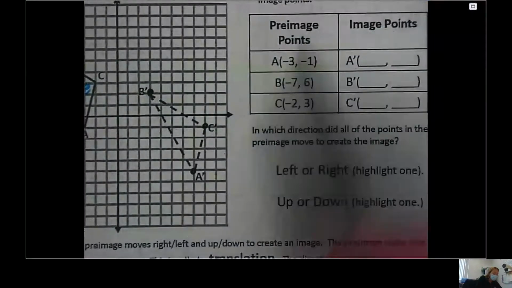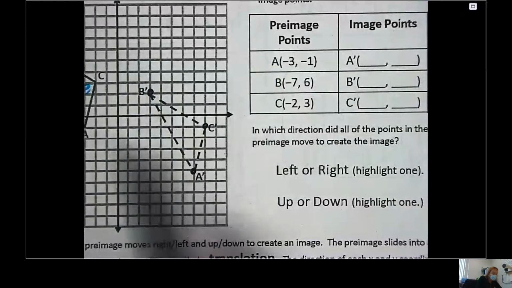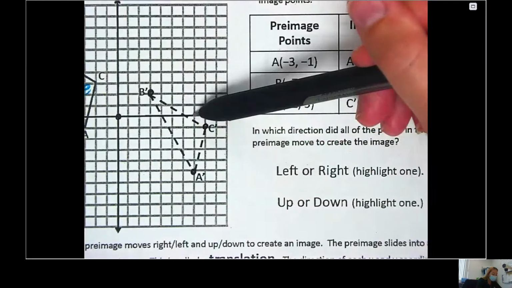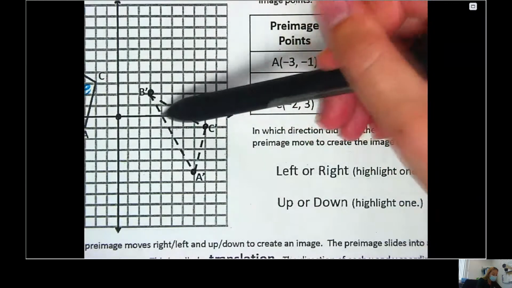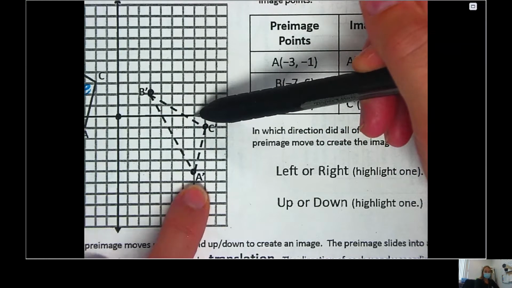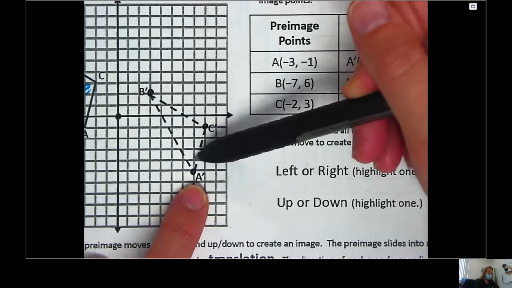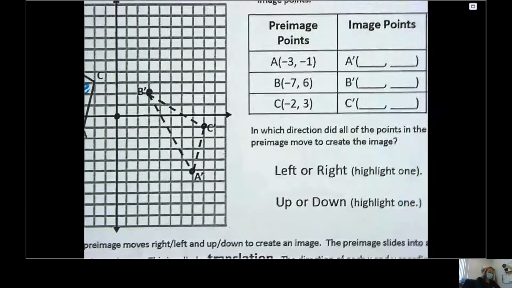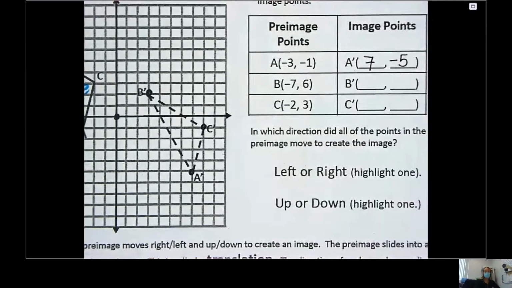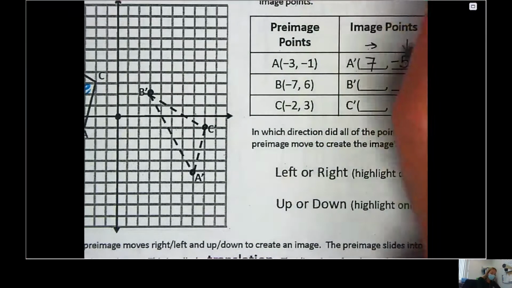Okay, so the first one I want to do is this coordinate point A prime. So if you start from the center at 0, 0, how many do I go over to get to A prime? 7. I go to the right 7, and then I go down 5. So that's where the -5 is, right? So this is right, and this was down.